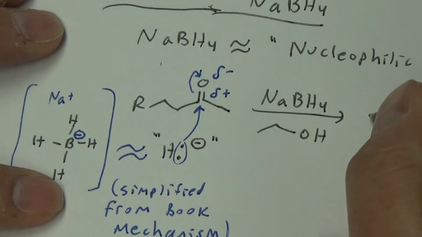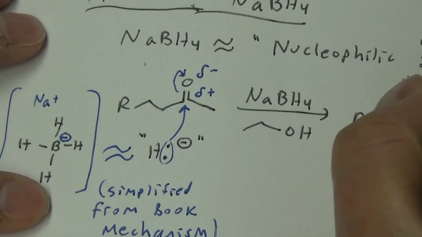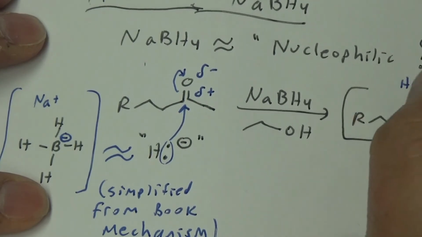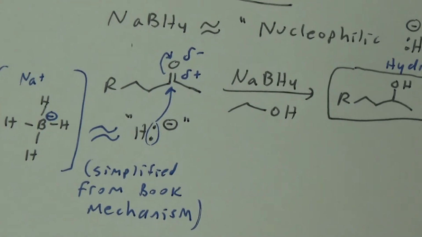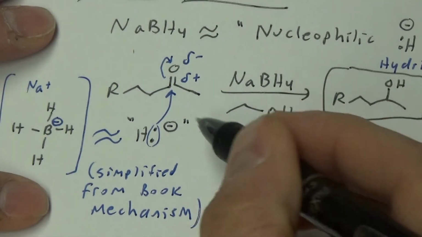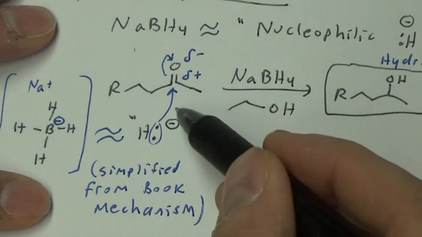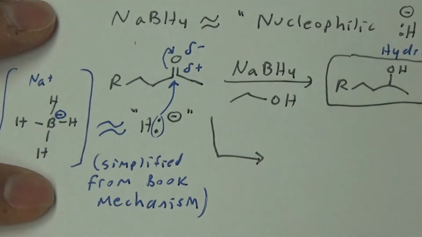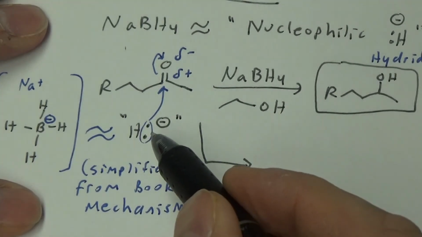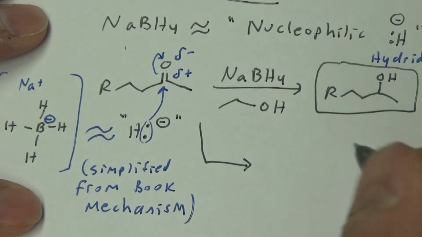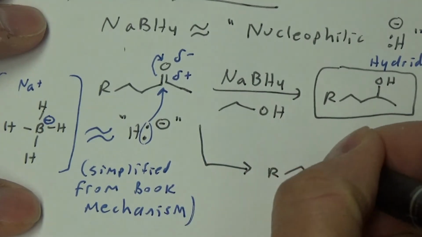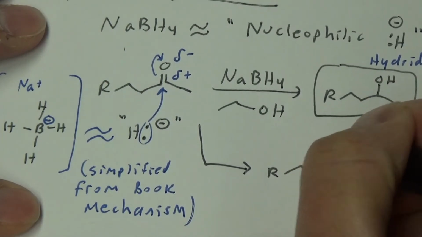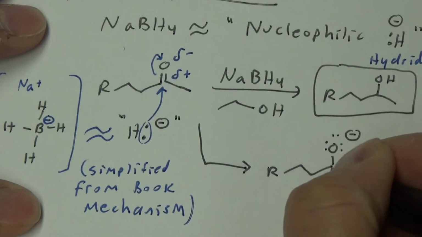What do you get mechanistically? The way I like to draw this, I'm going to go ahead and draw the product here. There's the secondary alcohol. But this is actually a two-step process. This is step one, and then we have a second step. So let's go downward and draw the intermediate. What happens when H minus attacks the carbon? It forms a covalent bond. Now we have carbon with a negative charge. There's our new H.